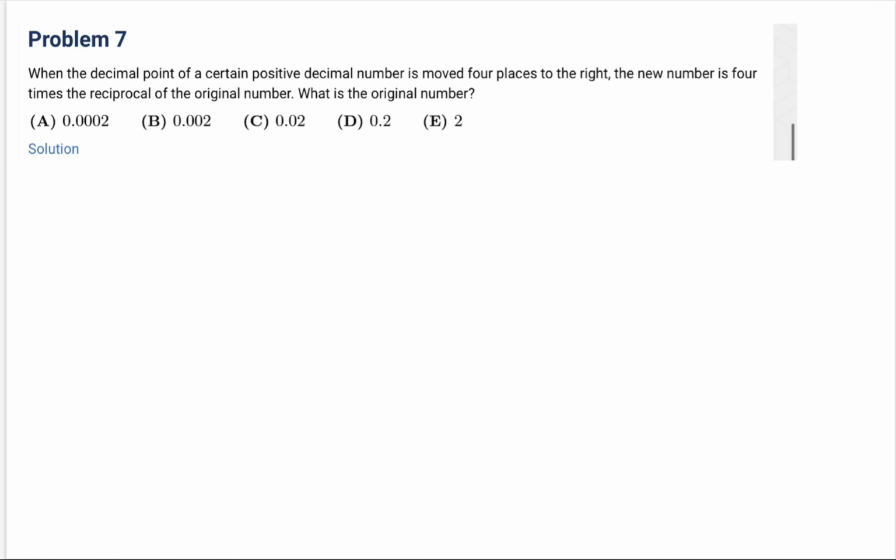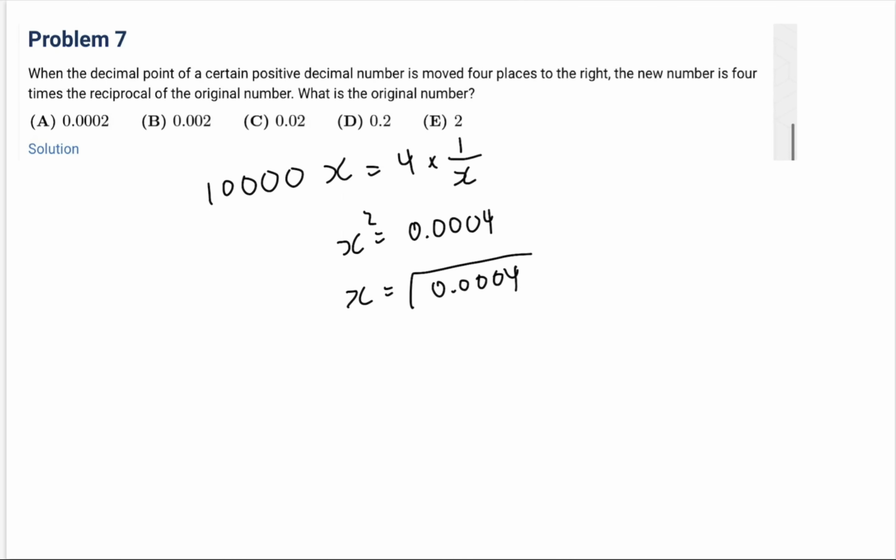Problem 7: when the decimal point of a certain positive decimal number is moved 4 places to the right, the new number is 4 times the reciprocal of the original number. So moving 4 places to the right, 10,000x equals 4 times the reciprocal of the original number. So x squared equals 0.0004. So x equals root 0.0004, which is 0.02. So it's C.